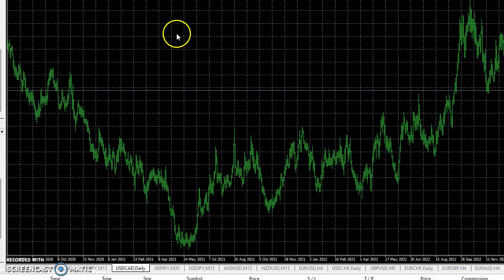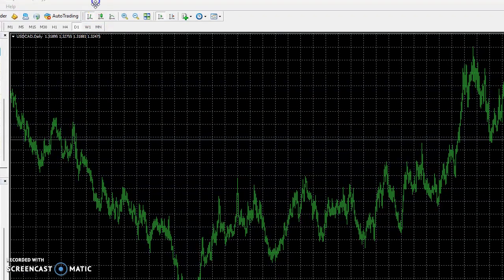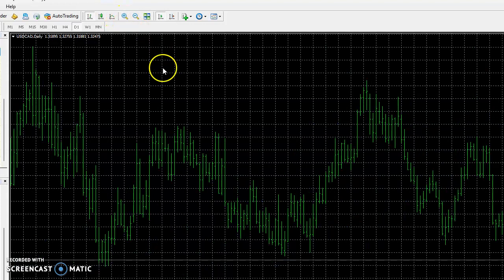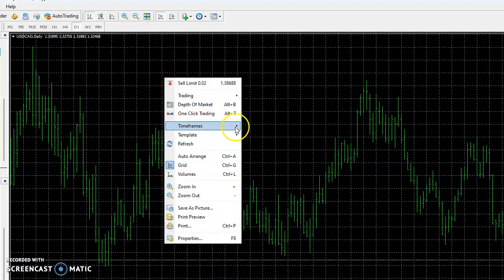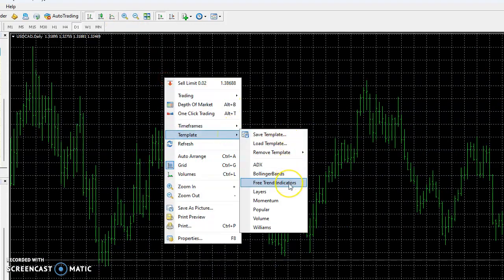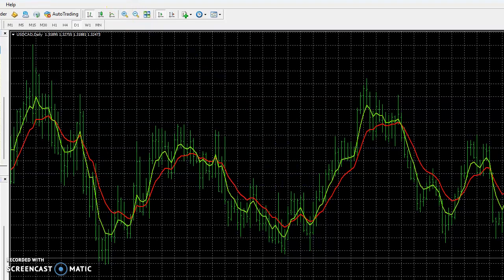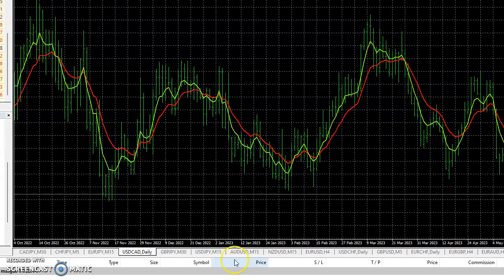So on MetaTrader, what I did was I opened up a chart for the USD Canadian. I click on the plus sign. I'm going to click on the plus sign 2 times. And then I'm going to right click and I'm going to go to my template. My template is already set up for the free trend indicators. So by clicking one button, I can get them to work and move over into my chart. So now I want to slide the USD Canadian over to the proper place. So I'm going to stick it over here with the USD pairs.